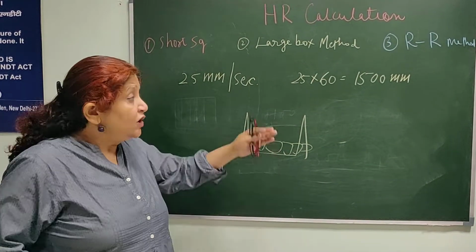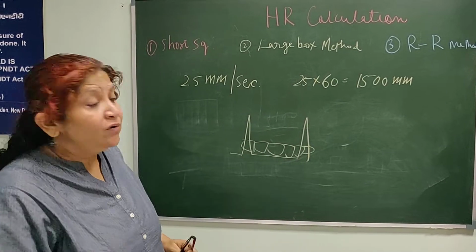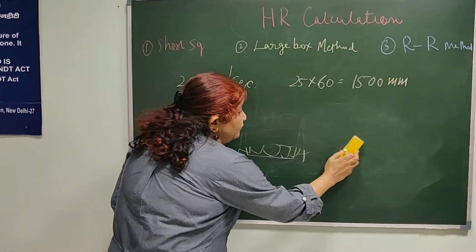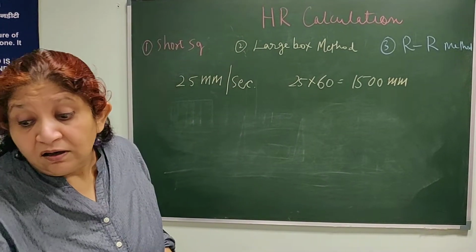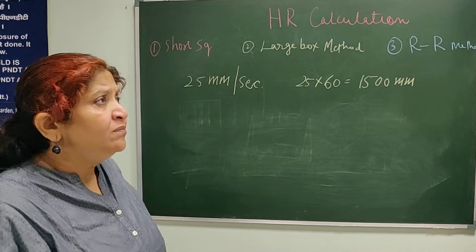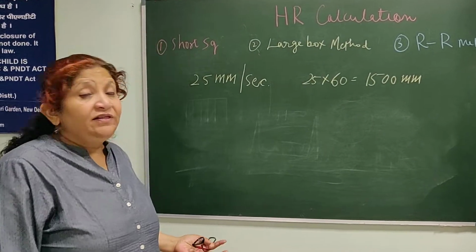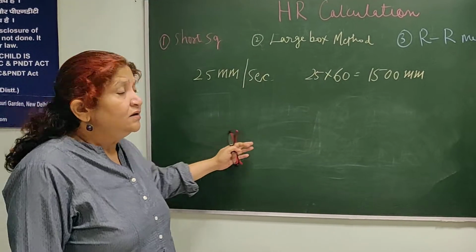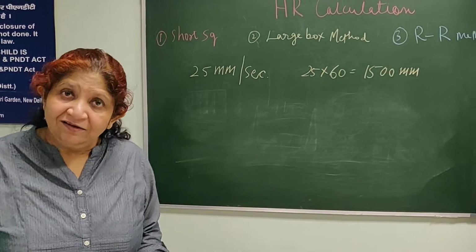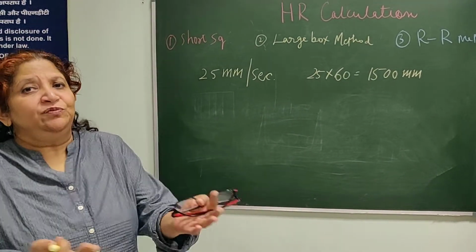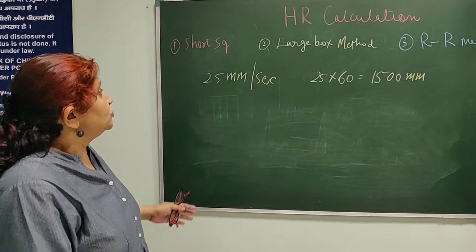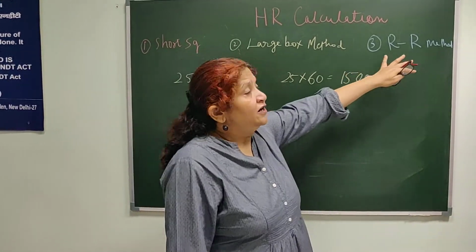And then again, it will not be useful for irregular heart rates, such as in atrial fibrillation or in sinus arrhythmia or in multiple ectopics and when there are pauses, because the heart rate will vary from one part of the strip to the next part of the strip. So the third method is the RR method.